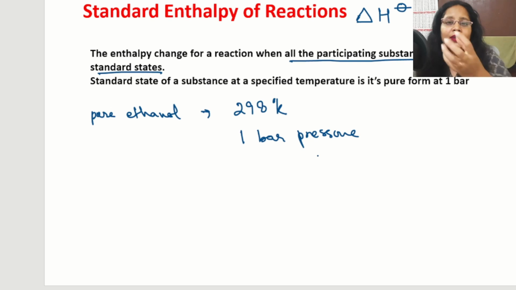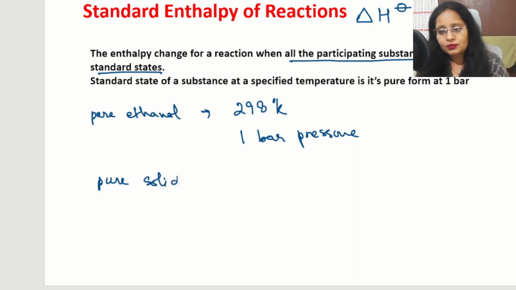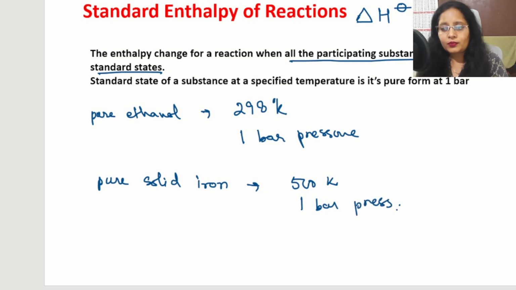At this condition, if we get the ethanol, that will be a purest form and it is called a standard form. In the same way, for pure solid iron, we'll get it at 500 Kelvin and 1 bar pressure. This is the purest form of solid iron and at this point it is called the standard state of solid iron. So friend, you understand? In reference, most of the time we take the standard state at 298 Kelvin.